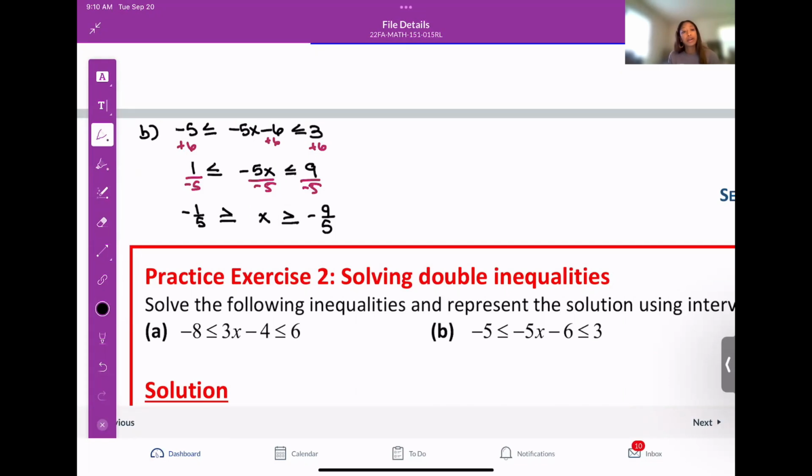So our solution set is all of the x values between negative 9/5 and negative 1/5. Okay, so I'm going to write it in the other order because we want to start with the smallest number. Negative 9/5 is less than or equal to x, which is less than or equal to negative 1/5. So x is between those 2 points. We have less than or equal to signs, so we'll have brackets for our interval notation, and both of our endpoints are included. Negative 9/5 to negative 1/5 would be our solution.